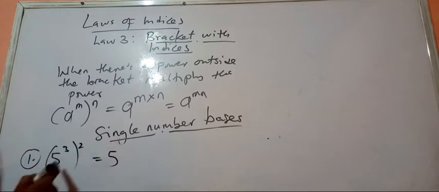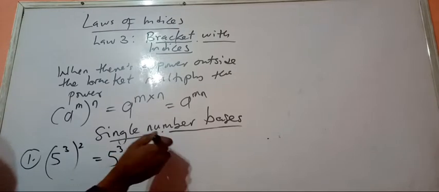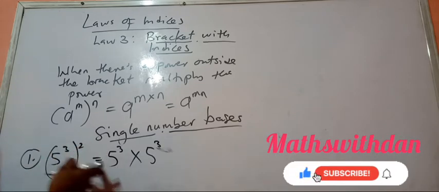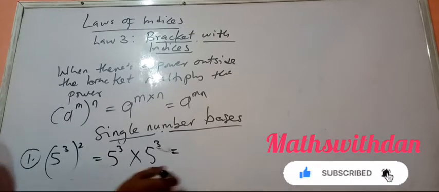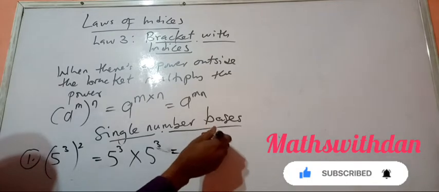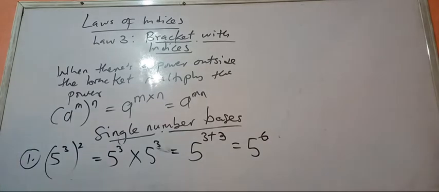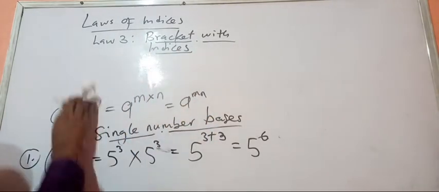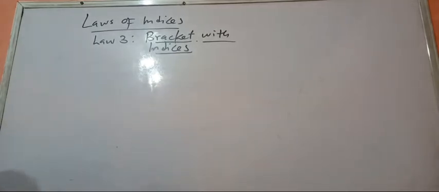This is 5 raised to power 3 multiplied by 5 raised to power 3, because the power is 2. So apply the first law, which is the multiplication law. 5, 3 plus 3. We have 5 raised to power 6. We'll see more examples on that.